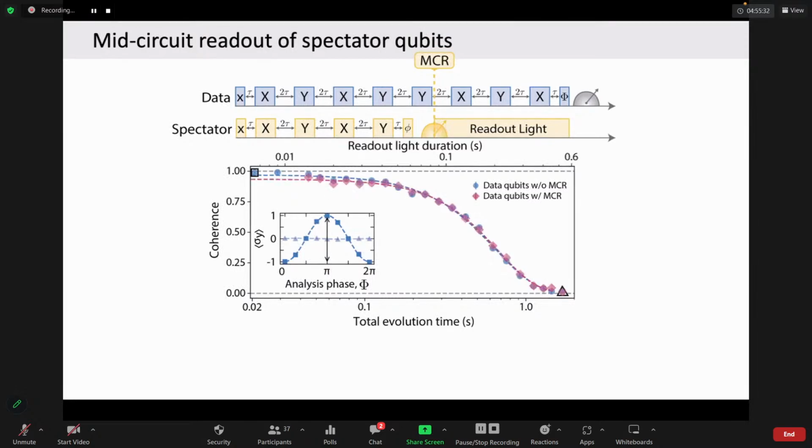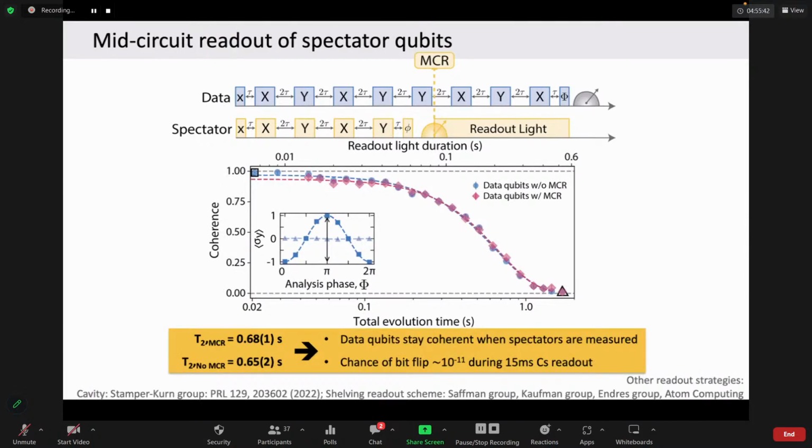And this is what we see here now in magenta. This is still the rubidium qubits. And you see that the coherence time is not affected at all. So this is really great. We can read out, get information from the spectator qubits without affecting the data qubits at all. Some people like to call this mid-circuit readout.